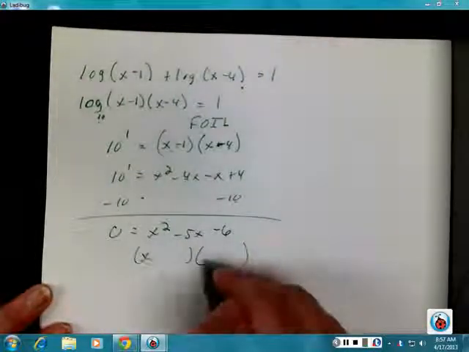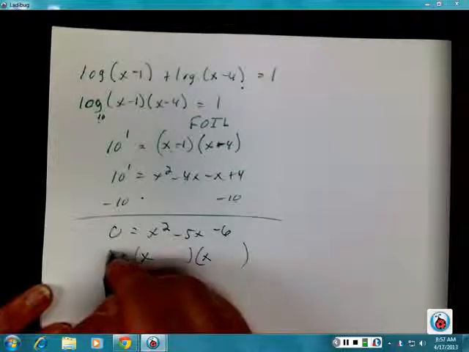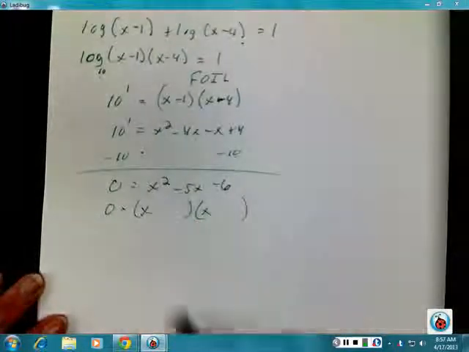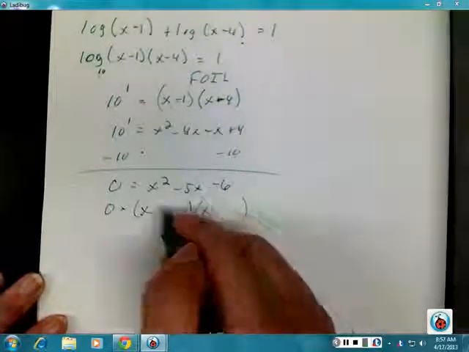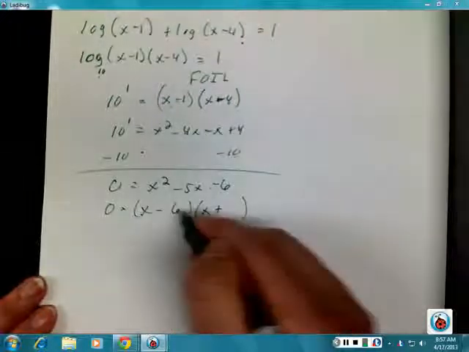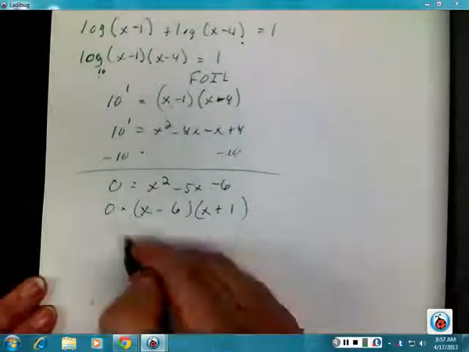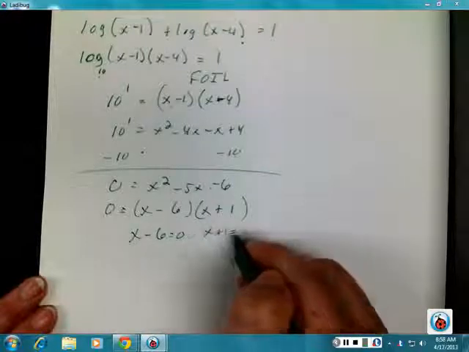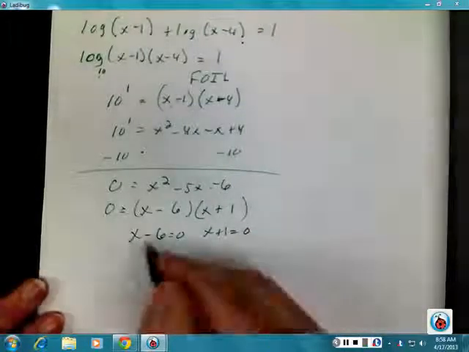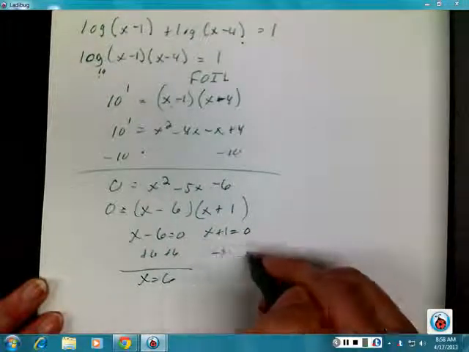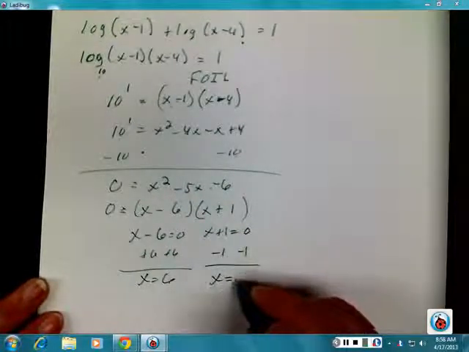Let's see. It's a simple factoring. I don't have to do that long, drawn-out stuff. Factors of a negative 6 give me a negative 5. Well, if this is negative, one's negative and one's positive. So it's going to be a negative 6 and a positive 1. Set both equal to 0. Add 6, and I find x is equal to 6. Subtract 1, find x is equal to a negative 1.